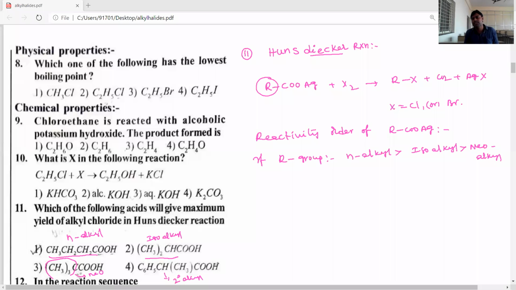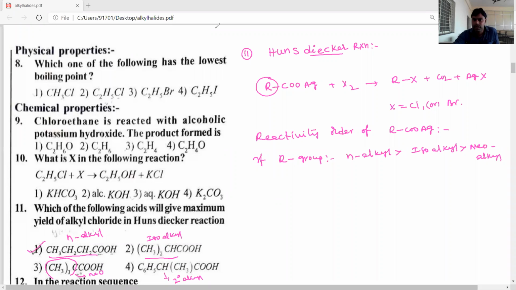Without branches, those carboxylic acids are more reactive and produce a larger amount of alkyl chlorides or alkyl bromides. Maximum yield is produced with butanoic acid. N-butanoic acid is possible. So the answer is the first one.